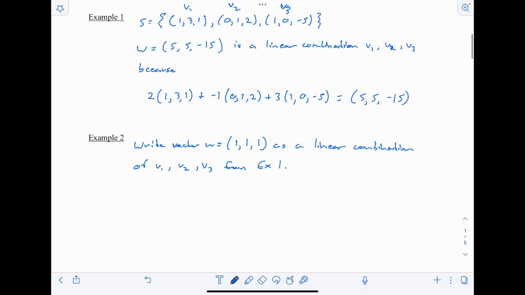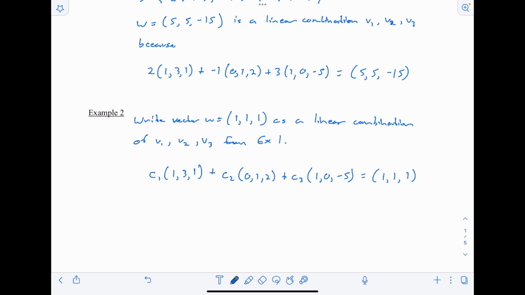Just like we have up here in example 1, we were able to multiply by 2, negative 1, and 3 to get 5, 5, negative 15. We're going to try to find the scalars now to get 1, 1, 1. So I don't know what those scalars are, so we're just going to call them C1, C2, C3. So we've got C1 times vector 1, C2 times vector 2, and C3 times vector 3, 1, 0, negative 5. And we want that then to result in this vector W, which is 1, 1, 1. So hopefully now, this far, and we've done a lot of things kind of similar to this, we're starting to see what we want to do here, and that is to write a system of linear equations.